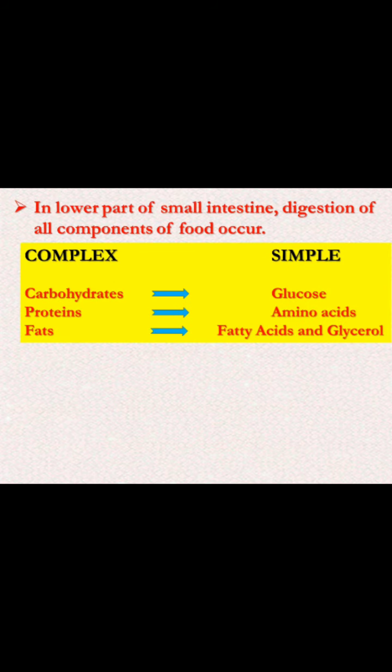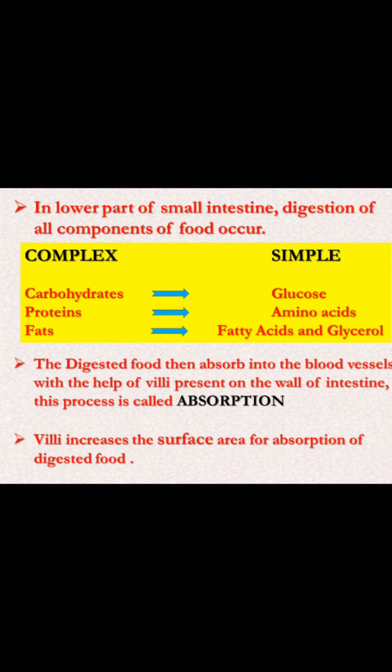In the lower part of small intestine, digestion of all food components occurs. As you can see, the complex foods like carbohydrates, proteins and fats are converting into their simpler forms. That is, carbohydrate is converting into glucose, proteins are converting into amino acids, and fats are converting into fatty acids and glycerol.